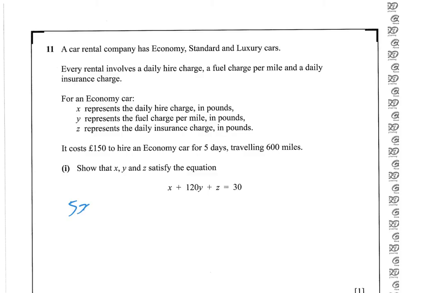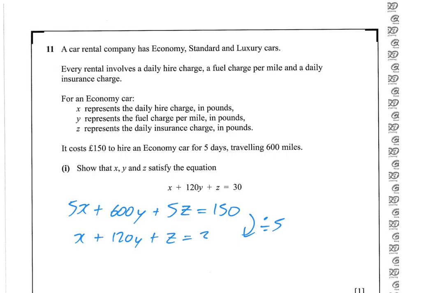So you have 5 days, so 5 times X, 600 miles, so 600 times Y, and also your daily insurance, so 5 lots of it, so you have Z because you have 5 days, and that comes to £150. If you divide that all by 5, you will get X plus 120Y plus Z is equal to 30 as required. So you can see you've got your answer.